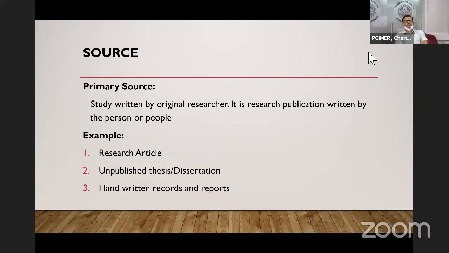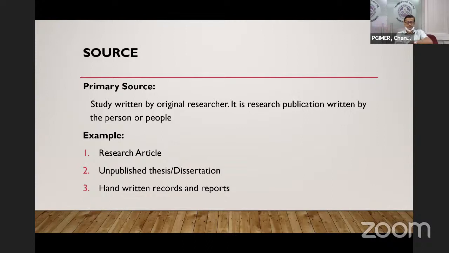Then the sources from where you can do this review of literature: one is the primary source and next is the secondary source. What is the primary source? These are the studies written by the original researchers, such as research articles, original articles, RCTs, observational studies that have been published, and some unpublished theses or dissertations. They are also there in the different institutional libraries, and you can access them and include them in your review of literature. And there are also handwritten records, reports or case reports.